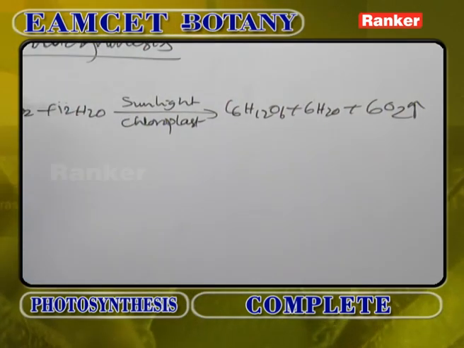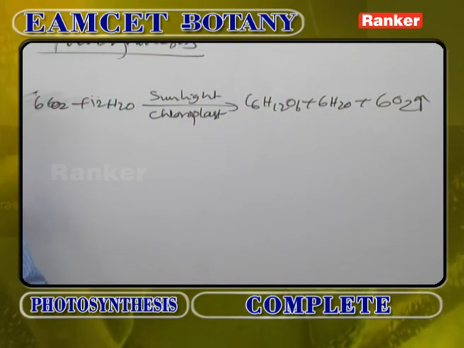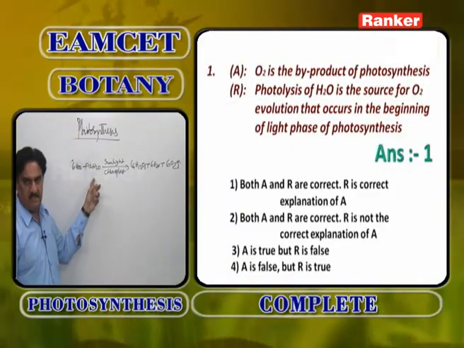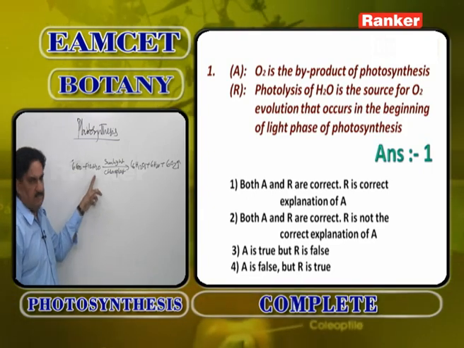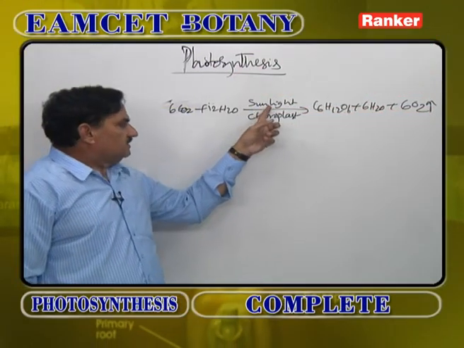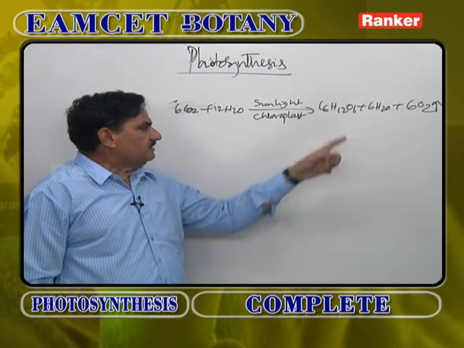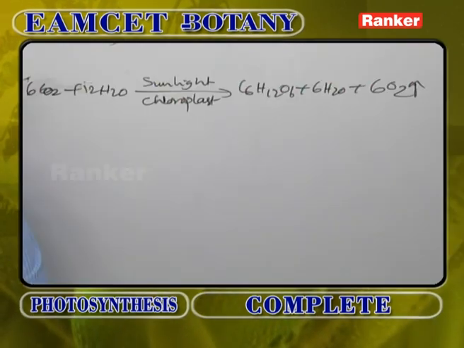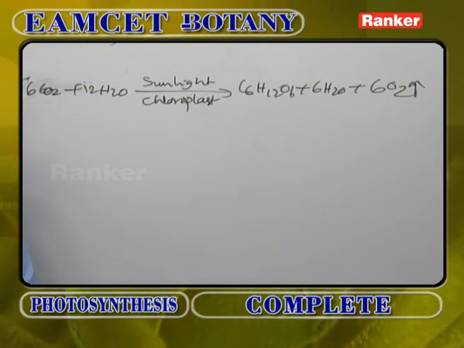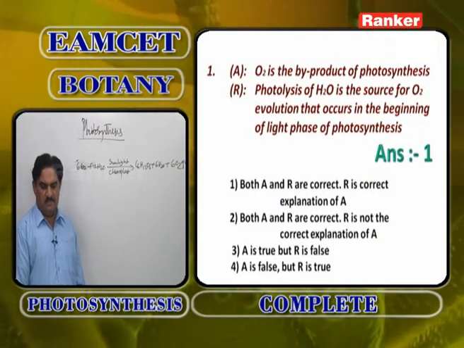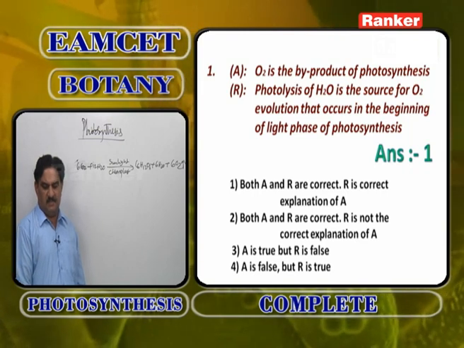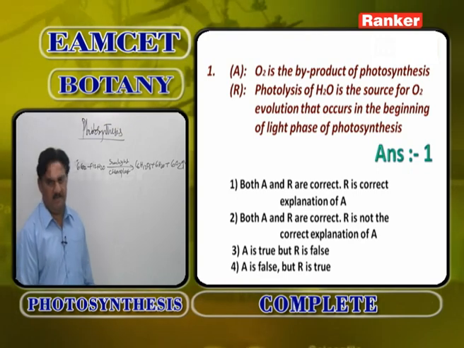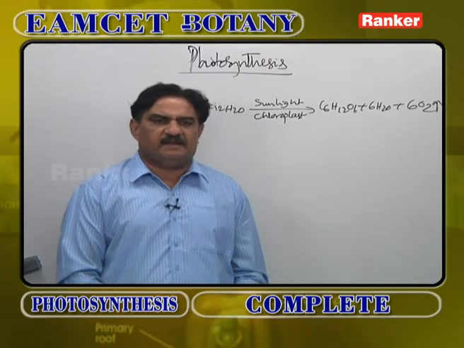So, oxygen is the byproduct of photosynthesis, correct, because the ratio of carbon dioxide and water mixed is 1:2, when 6 carbon dioxide, 12 H2O, in the presence of sunlight and chloroplast as site, glucose is formed, metabolic water is formed and oxygen is liberated. Photolysis of water is the source for oxygen evolution that occurs in the beginning of the light phase of photosynthesis. The first step in light phase itself is photolysis of water or Hill reaction.